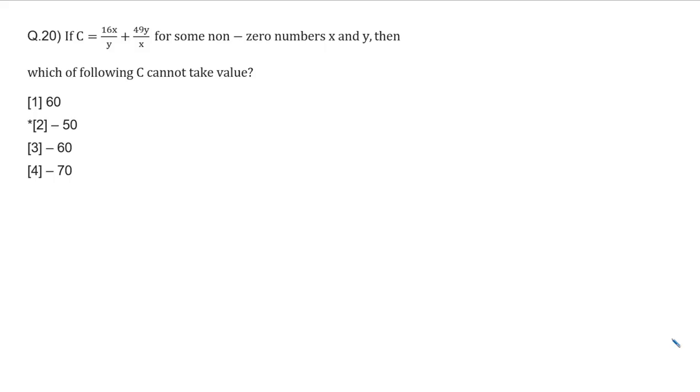After this, question number 20. So the value of c is equal to 16x divided by y plus 49y divided by x, where x and y are non-zero numbers. Then which of the following c cannot take? So over here what we can do is put x divided by y is equal to k. So y divided by x becomes 1 divided by k. So the given equation, the value of c becomes how much? 16k plus 49 into 1 by k.